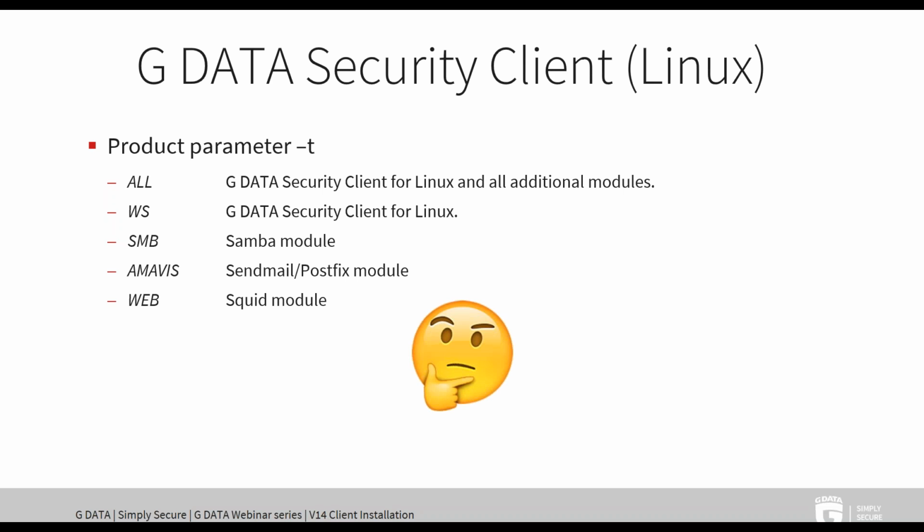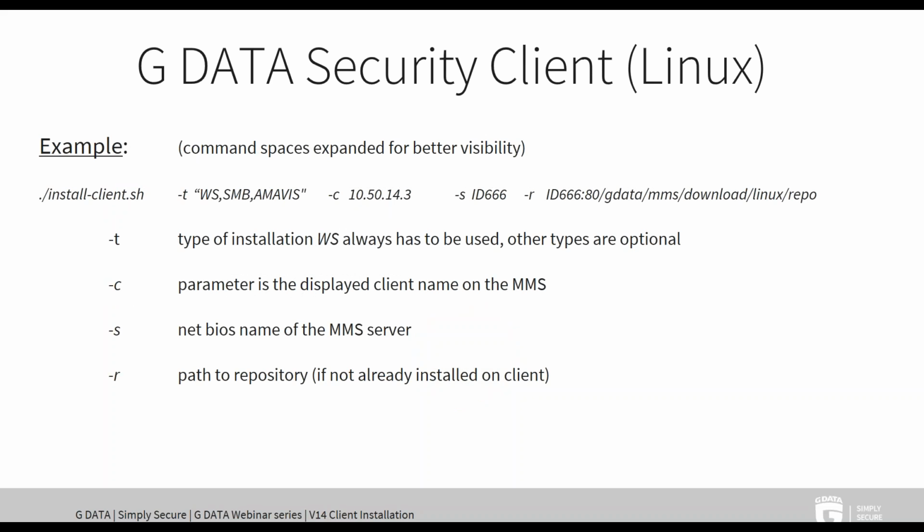This might sound a little bit complicated at first, so I've decided to include a small example. Please note that the command spaces I've listed here have been expanded for better visibility. Otherwise, it might be hard to read during the presentation itself. So as you can see, the typical command is ./install-client.sh. Next up would be the type of installation, prefixed with the -t command. In this case, I've selected WS, SMB, and Mavis.